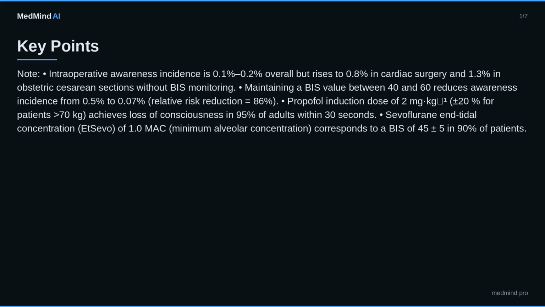In patients with renal impairment, eGFR less than 30 ml min^-1 1.73 m^-2, propofol clearance decreases by 30%, necessitating a 20% dose reduction. The ASA Practice Guidelines, 2022, assign a Class 1 recommendation for BIS use in high-risk surgeries, e.g., cardiac, trauma, obstetric. Postoperative structured interview within 24 hours detects 85% of awareness events that would otherwise be missed.